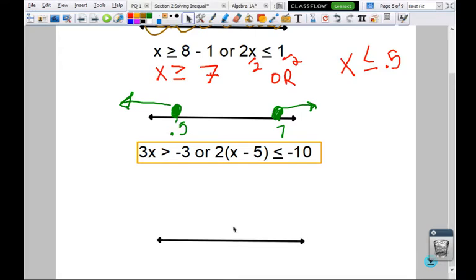Alright, next in-class problem. I want you to do this one in the box, right here in the box. Don't forget though, before you can graph it, you gotta solve it for each x. So basically you have to solve both problems and then graph.